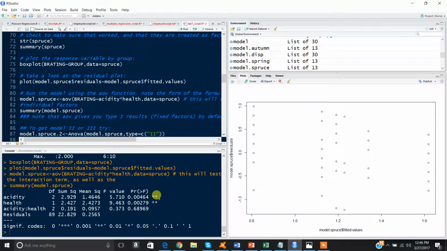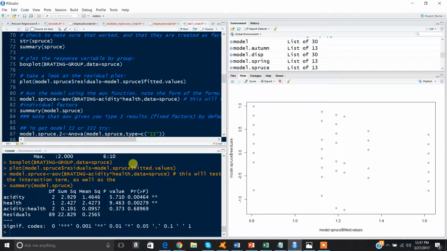Since they're less than 0.05, that means the effect of each one individually is significant. So this is the effect of acidity alone and the effect of health alone. And then this is the effect of the interaction of acidity and health, and that has a p-value that is greater than 0.05. So that means the effect of the interaction between acidity and health is not significant.